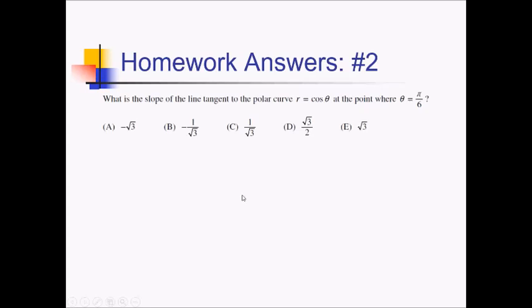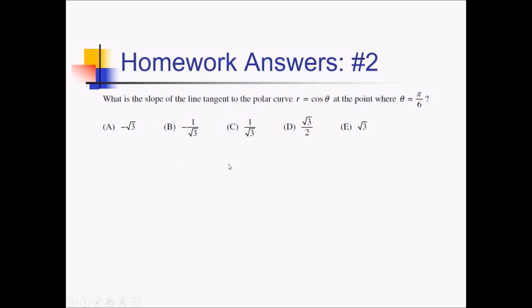For this no calculator problem, I want the slope of the tangent line for the polar curve r equals cosine of theta at theta equals pi over 6. So for polar slope, to do dy over dx, I need to express this parametrically as functions of x and y. Let me start with x and then I'll take its derivative.